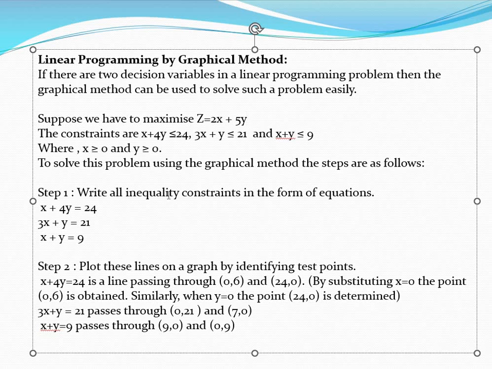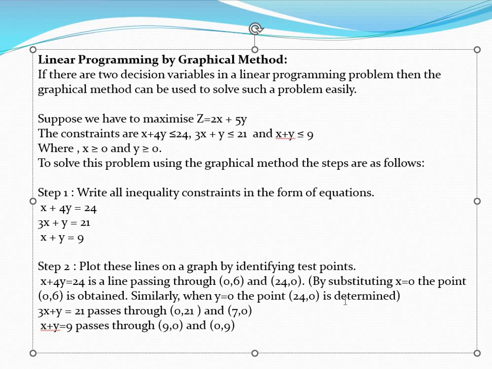Step 1, write all the inequality constraints in the form of equations. So x plus 4y equal to 24, 3x plus y equal to 21 and x plus y equal to 9. Plot these lines on the graph by identifying test points. First we have to plot x plus 4y equal to 24. It will be passing through 0, 6 and 24, 0. In this equation you substitute x value as 0, then you will get 0, 6. Similarly, you substitute y value as 0, you will get 24, 0.